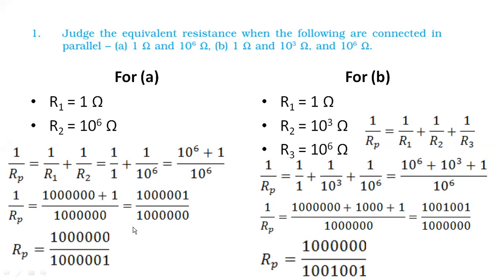Whatever was present on the denominator side will go to the numerator side, and the numerator value will come to the denominator side, upar niche. Why? Because we have shifted this parallel RP to the upper side. You can see I have taken the reciprocal here, so I also have to interchange these values, upar niche karna padega. So I have done that. In the same way, in this case also, I have exchanged numerator and denominator.